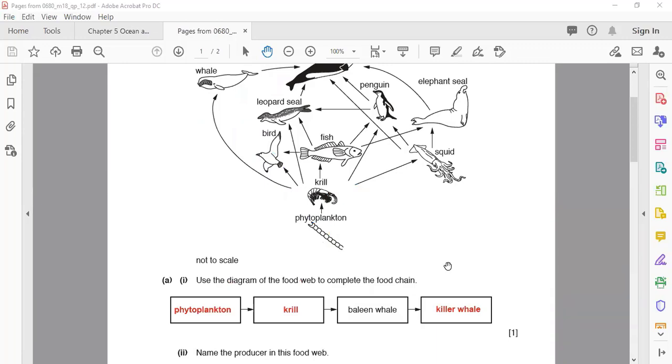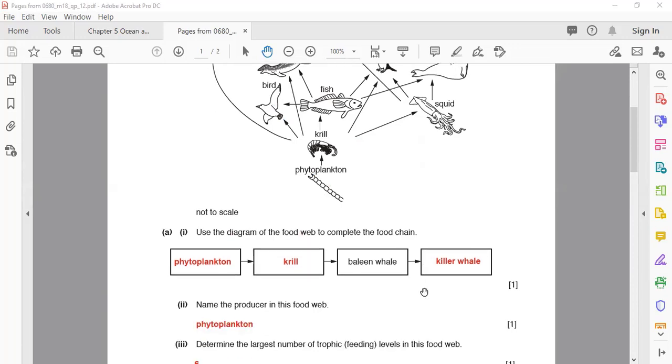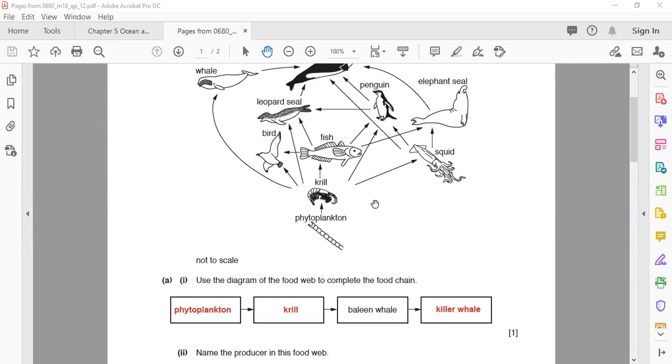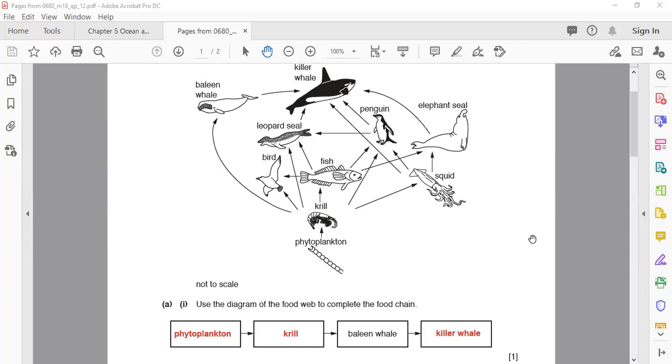Now, tell me this one. Name the producer in the food web. Who is the producer here? Who is the only producer? Phytoplankton. Very good. Mashallah. Okay. Now they're saying to determine the largest number of trophic feeding levels in this food web. How many levels can you divide it into?